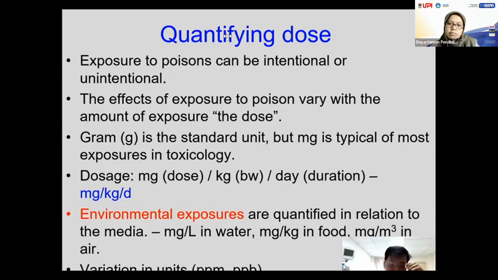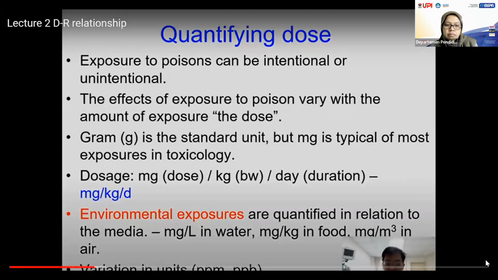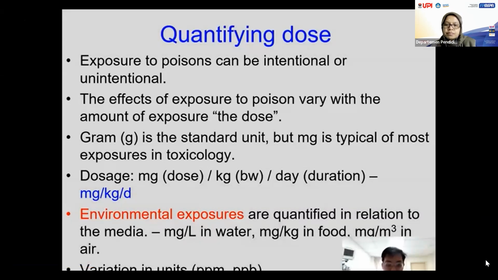Environmental exposure means that we're actually quantifying in relation to the media itself. Like for example, if we talk about water, right? I'm sure many of us chemists hear a lot of these kinds of units, right? Milligram per liter, or we call it ppm. Some people call it ppm, right? So this is when we are quantifying with respect to media, milligram per liter in water.